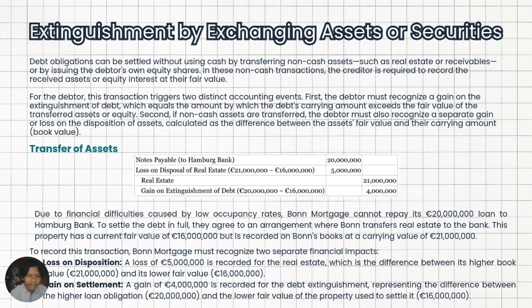So to record this transaction, Bond Mortgage must recognize two separate financial impacts. First is loss on disposition. A loss of 5 million euro is recorded for the real estate, which is the difference between its higher book value, 21 million euro, and its lower value, 16 million euro. Second is gain on settlement. A gain of 4 million euro is recorded for the debt extinguishment, representing the difference between the higher loan obligation, 20 million euro, and the lower value of the property used to settle it, 16 million euro.